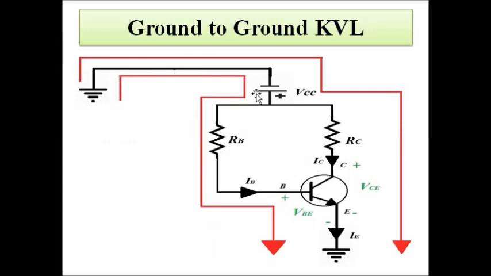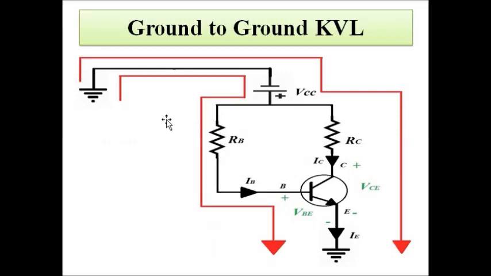Now if we apply the KVL, it will be something like this: VCC minus IBRB minus VBE is equal to 0. This is the second sign dominating method: VCC, minus IBRB, the voltage drop across this base resistor RB, minus VBE, the voltage across the base and emitter of the BJT, and this ground is reached, so we finally get 0. When we apply it in the collector emitter loop, or the output loop, it will be VCC minus ICRC minus VCE is equal to 0. So this is the ground to ground KVL.